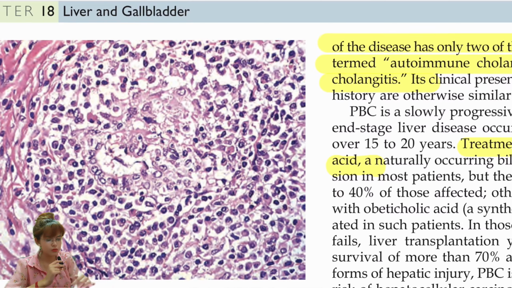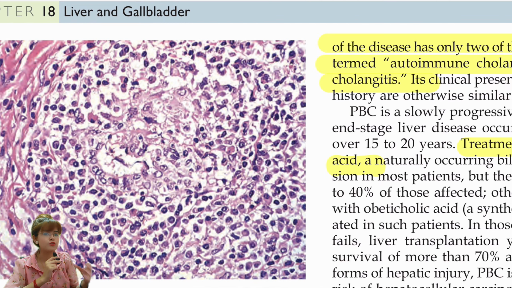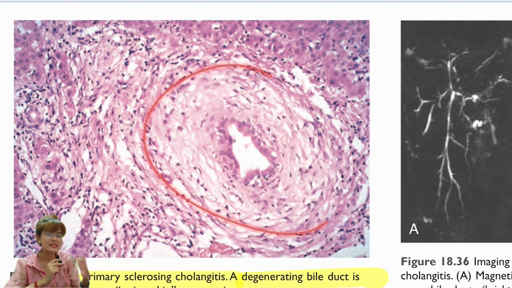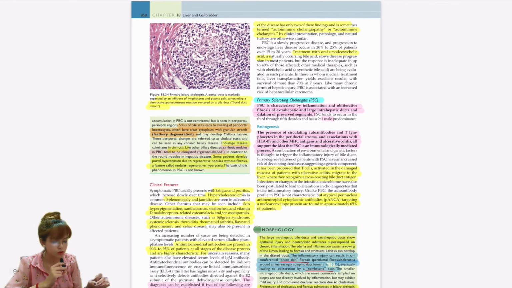So if it is like this, it is going to be primary biliary cholangitis, because in biliary you have florid duct lesion. And if you see this kind of image, this is going to be onion skin fibrosis, which is seen in primary sclerosing cholangitis.